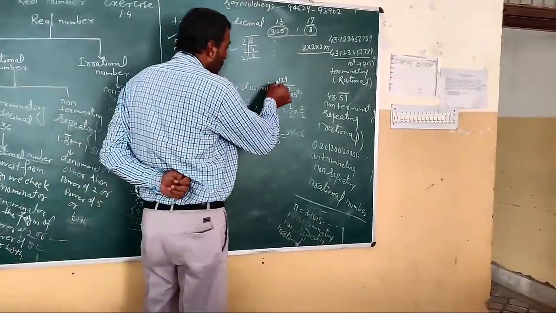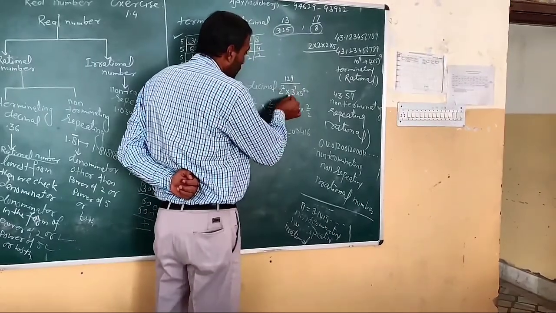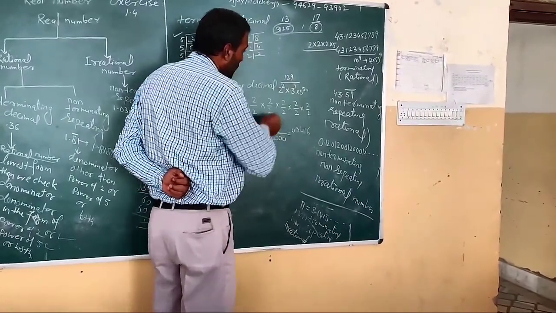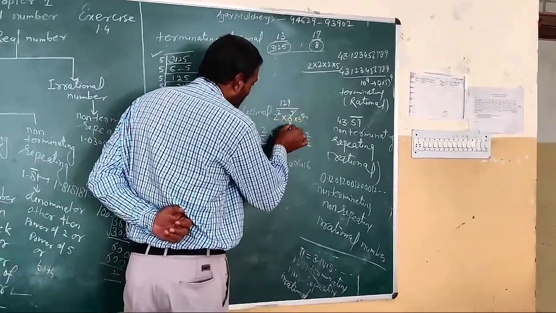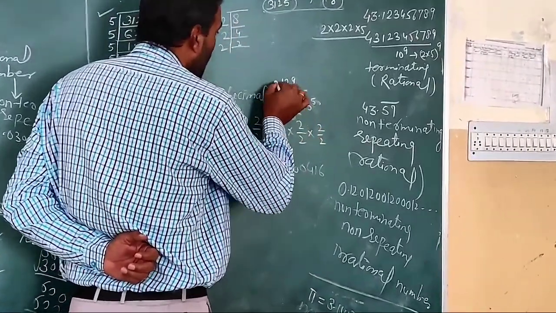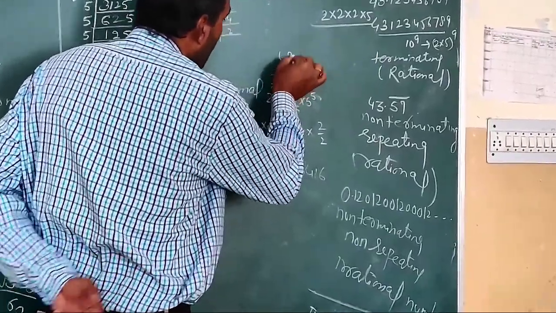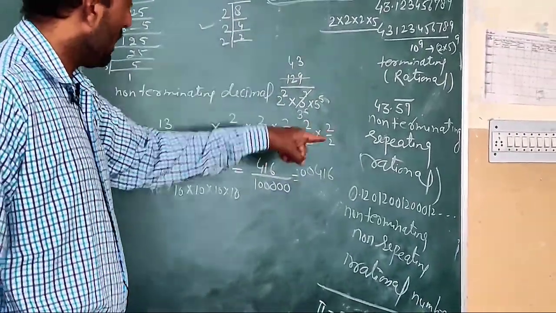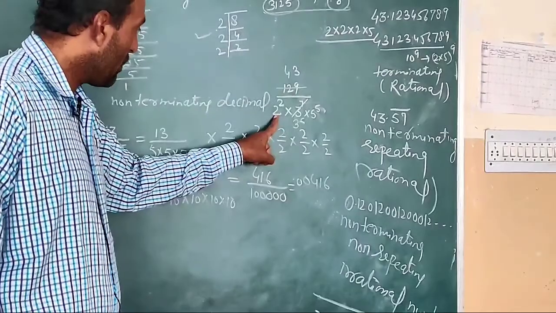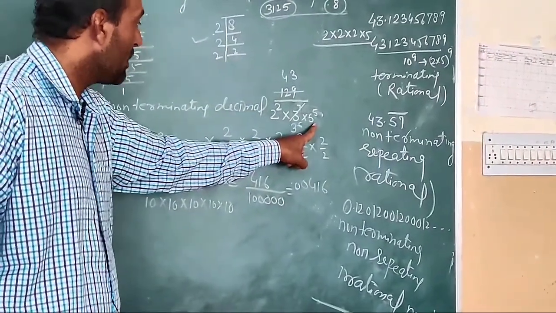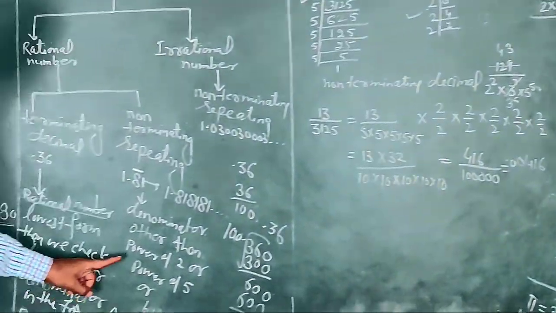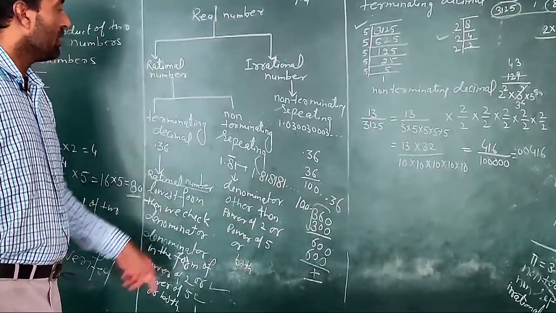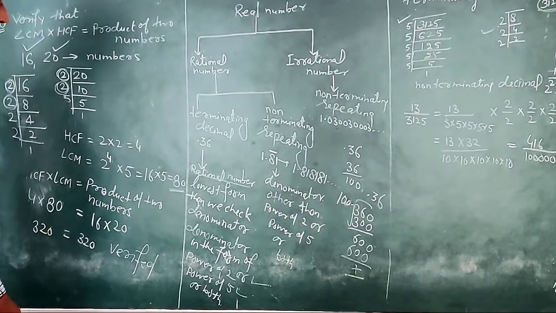This is 129 by 2 raised to 2, 3 raised to power 7 into 5 raised to 5. Cancelling by 3, 3 raised to 7 becomes 3 raised to 6, and cancelling by 3 in the numerator, we get 43. Now it is in the lowest form, and check the denominator. Power of 2 is here, power of 5 is here, but power of 3 is there. So this is other than a power of 2 or 5, then it is called non-terminating repeating.